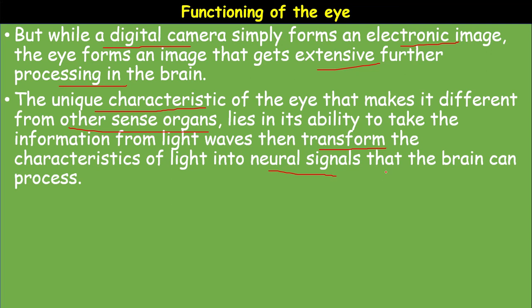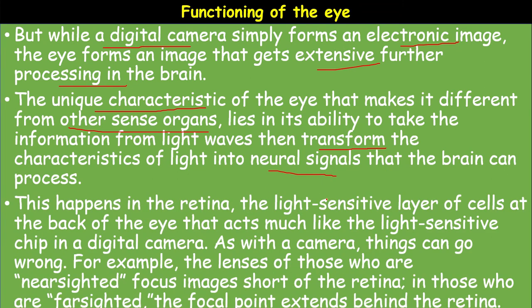Meaning the light reflected from the object enters the eye, then that information from the light waves gets converted into neural signals, meaning electrical signals that the brain can process. So, this happens in the retina. Where does it happen? It happens in the retina, the light sensitive layer of cells at the back of the eye that acts much like the light sensitive chip in a digital camera.